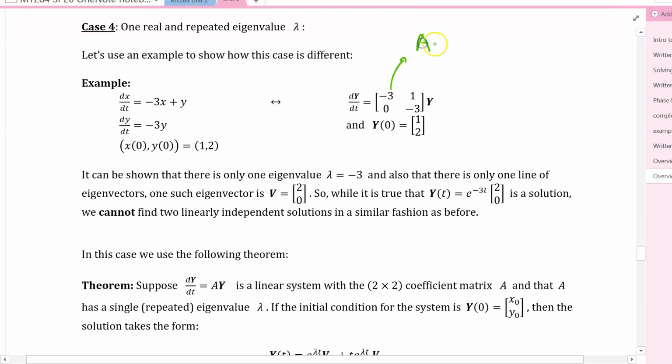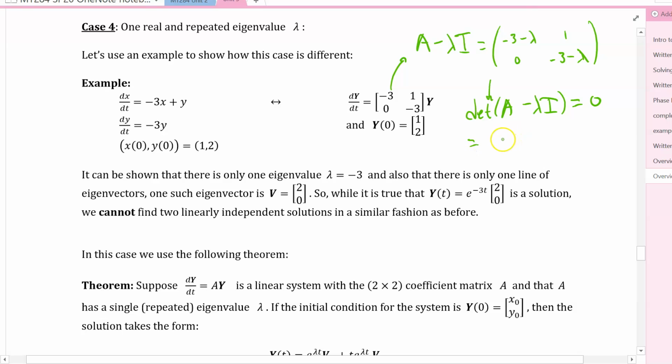If we did our normal process where we did A minus lambda times the identity for this matrix, you would end up with the matrix negative 3 minus lambda, 1, 0, negative 3 minus lambda, and then taking the determinant of that matrix, which we always do to find our eigenvalues, we would end up getting, after multiplying that out, lambda squared plus 6 lambda plus 9, which can be factored as lambda plus 3 squared. And therefore we only have one eigenvalue, and in this example it is negative 3.